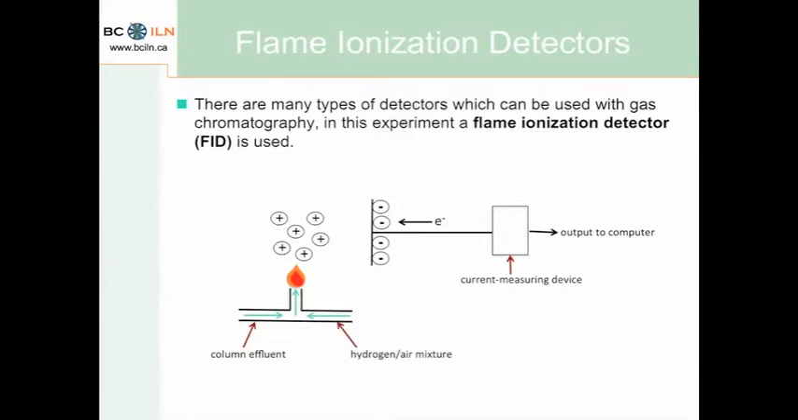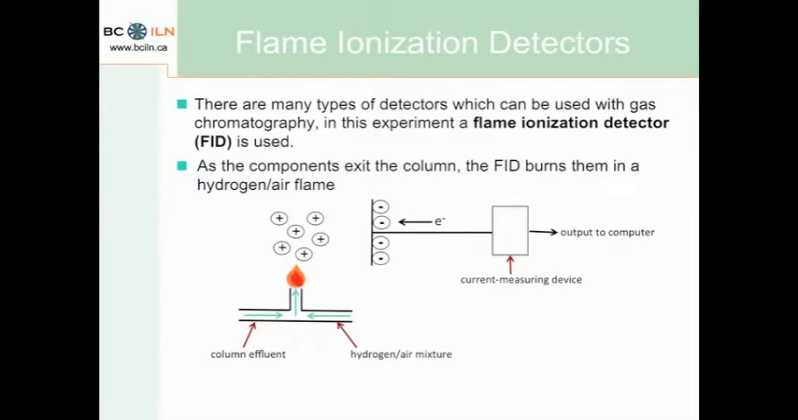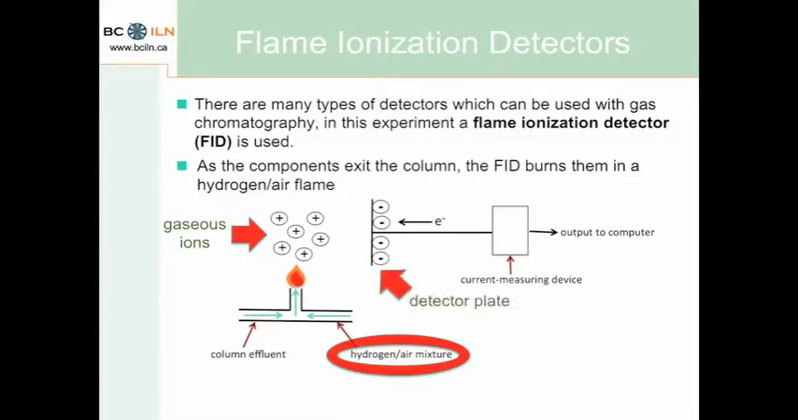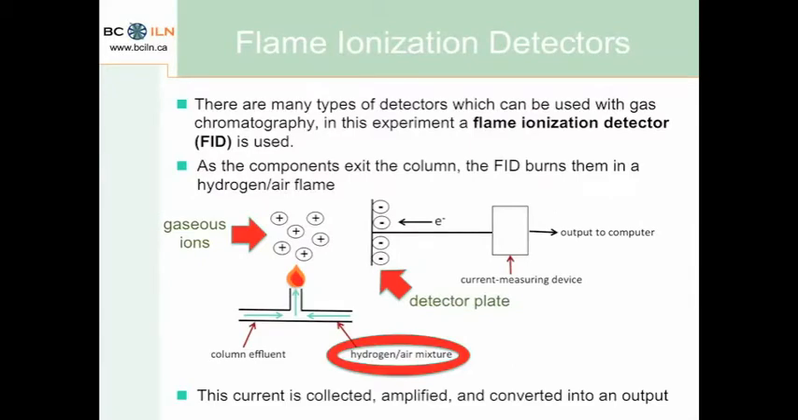There are many different types of detectors that you can use with GC, and in this experiment we will be using a flame ionization detector, abbreviated FID. It works by burning the now fully separated sample and mobile phase in a hydrogen-air flame as they exit the column. As the different components in the sample burn, they lose electrons and form positively charged gaseous ions. These ions are attracted to a negatively charged detector plate, causing a current of electrons to flow, which is directly proportional to the amount of compound. This current is collected, amplified, and converted into an output.